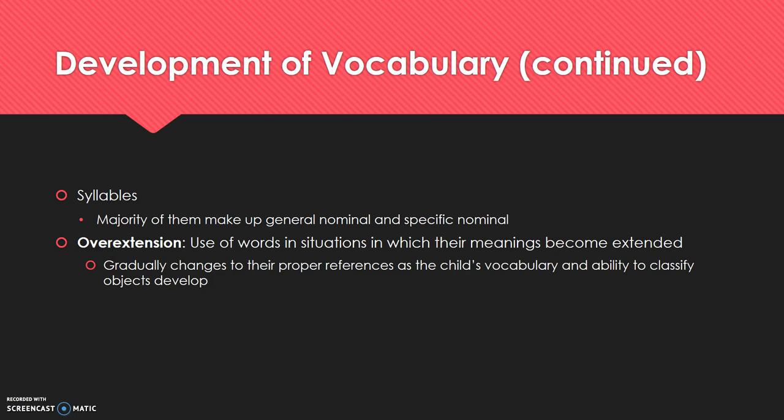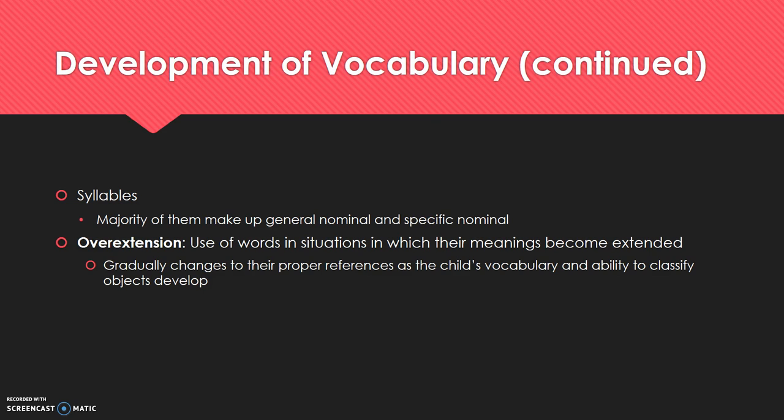More than half of a child's first words make up general nominals and specific nominals. General nominals are similar to nouns and they include the names of classes of objects like car, ball, doggy, cat, boy, girl. Specific nominals are proper nouns, and those are things like daddy, Rover, words expressing particular things, particular people.